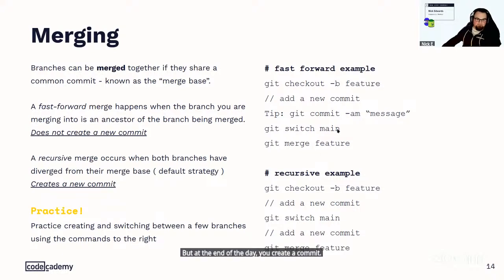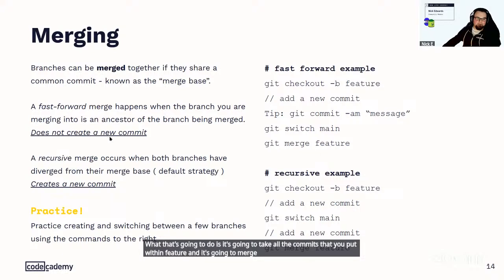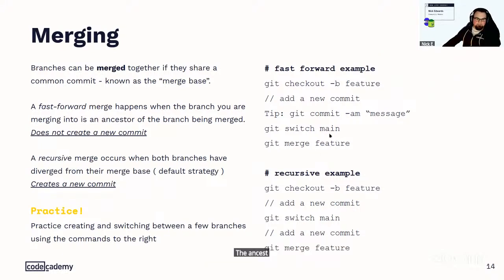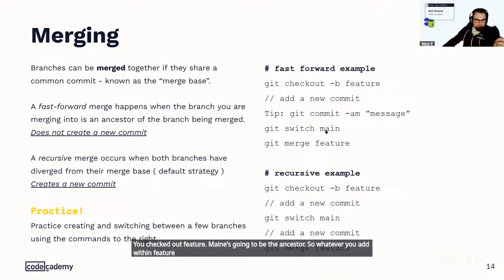You switch back to your main branch. Remember, you were in main here, but you checked out a new branch feature. You switch back to main, and then you use git merge feature. What that's going to do is take all the commits that you put within feature and merge them back into main, but it's not going to create a new commit. The ancestor here is main, right? Because you were in main, you checked out feature, main's going to be the ancestor. So whatever you add within feature, that one shared ancestor commit is always going to exist here in main.